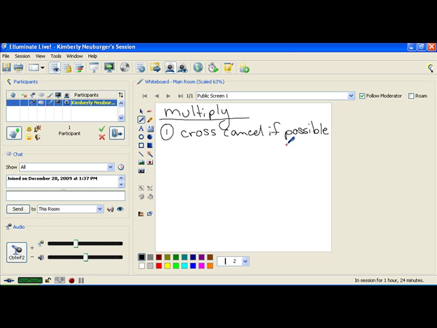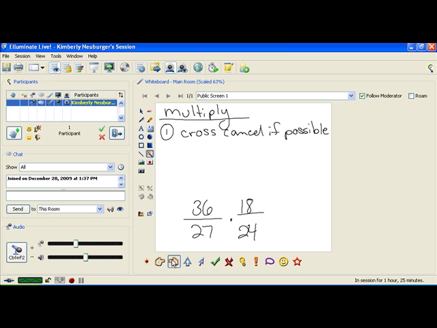Cross-canceling is like reducing the problem up front, and it makes it much, much easier to deal with your problem if you do this. So it's like finding those common factors that you can cancel, like we showed in the previous problem, up front, so that when you get to the end you don't have to look for them with much larger numbers. Now let's say we have a problem that's 36 over 27 times 18 over 24.